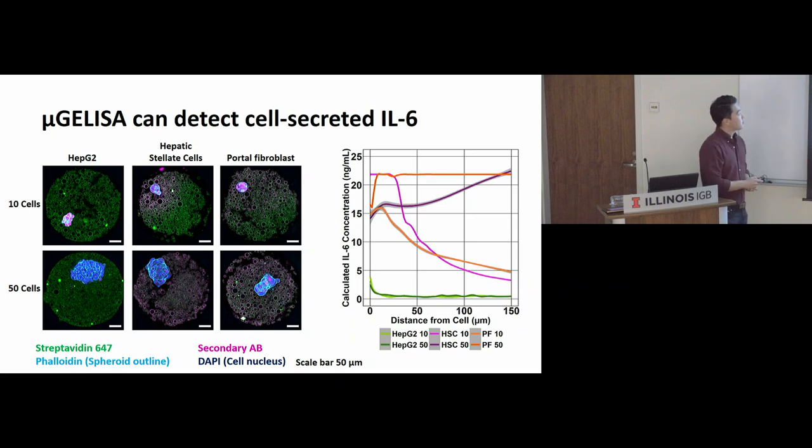And not just hepatic stellate cells, it can also measure IL-6 secreted by other cells. So I did HepG2s, which are a very common hepatic cancer cell line, and this primary portal fibroblast that we had. The HepG2s showed no detection of IL-6 being secreted. That does correlate with qPCR data, so this is actually a good thing, not that it's failing to detect HepG2 IL-6 for some reason. And as you can see, the IL-6 secreted by hepatic stellate cells that I had already shown you, and by portal fibroblasts, has been captured and detected throughout this radial profile.